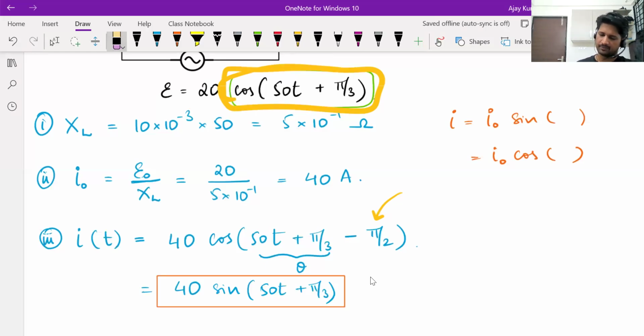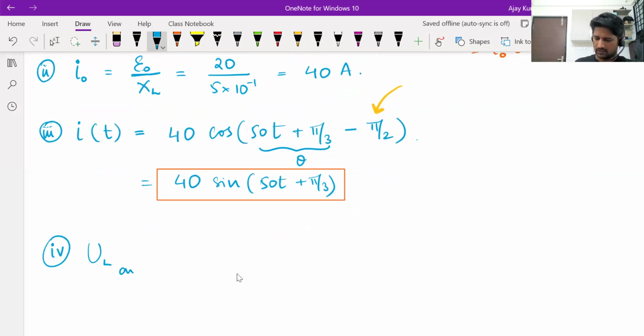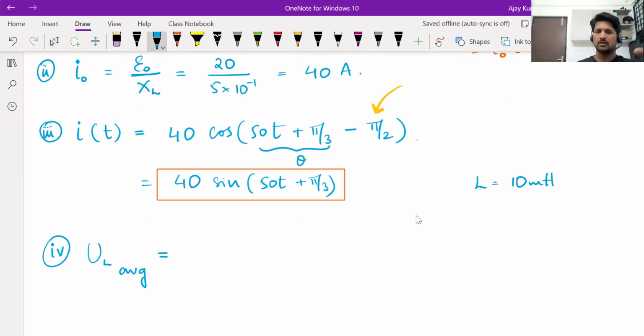Okay. We got current as a function of time. That's fine. If you know current through the inductor, then you should be able to write energy in the inductor. Tell me, how much is the average energy stored in this inductor? Inductance was 10 millihenry. This is the current equation. How much is the average energy stored in the inductor?